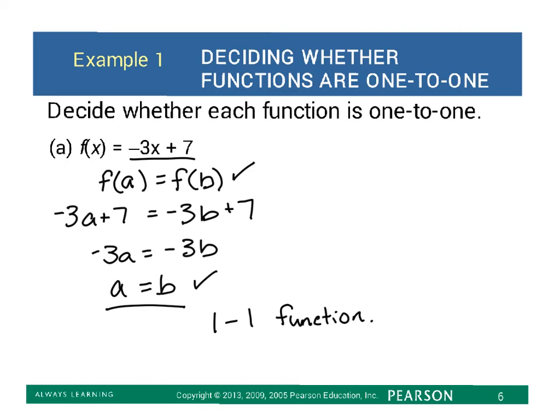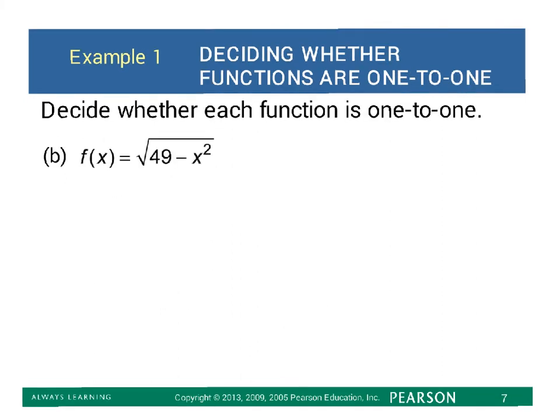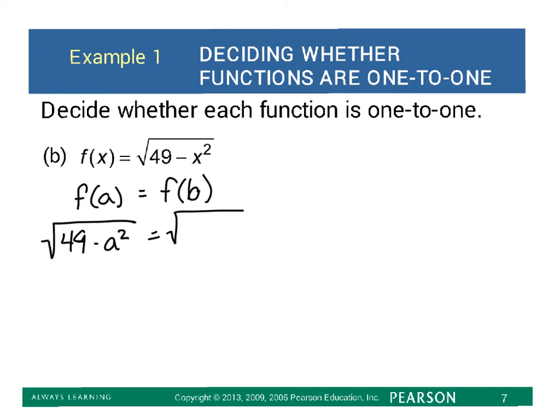All right, let's try the next one. I'm going to decide whether this function is one-to-one. Do the same exact thing. Solve this right here: f of a equals f of b, and if our equation ends up being a equals b, then it is. So now, on this side, replace your x value with a. On this side of the equation, replace your x value with b.